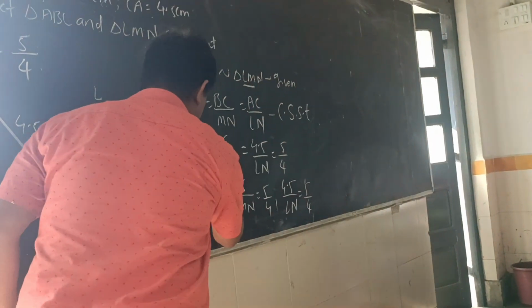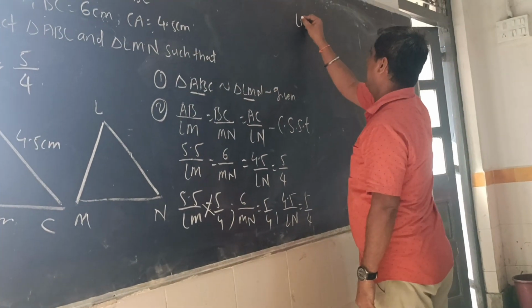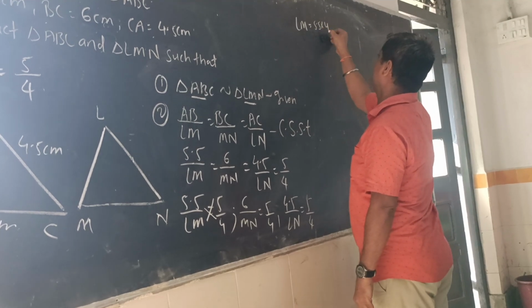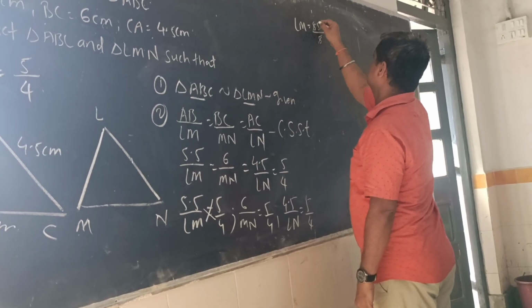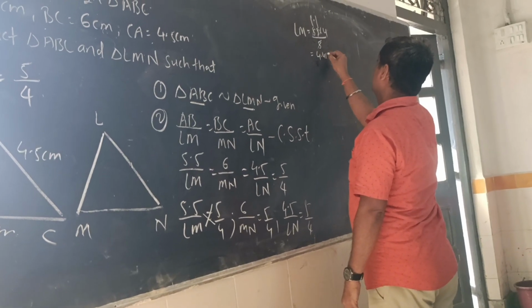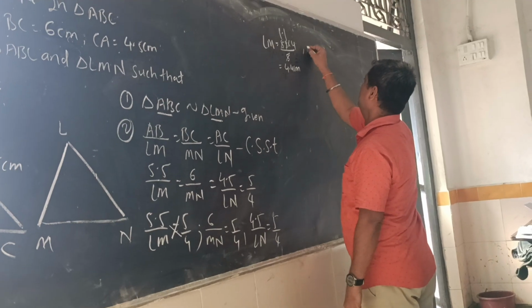Now what do you do here? Cross multiply. So LM is equal to 5.5 into 4 upon 5. 5 into 1 is 5, so 1.1 into 4 is 4.4. 4.4 centimeter.